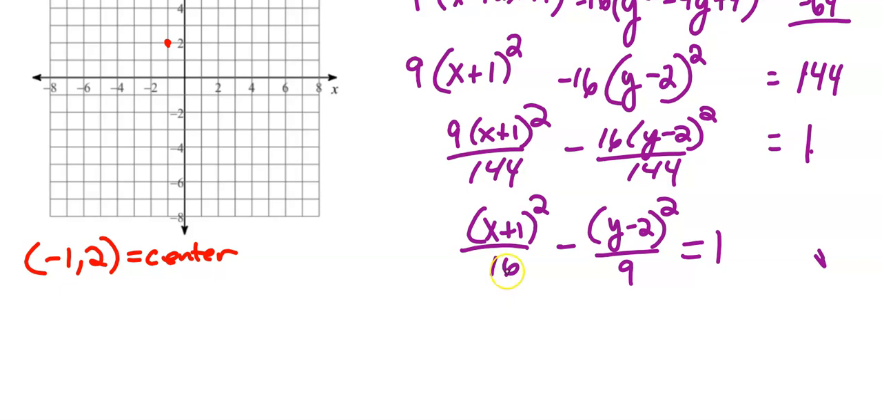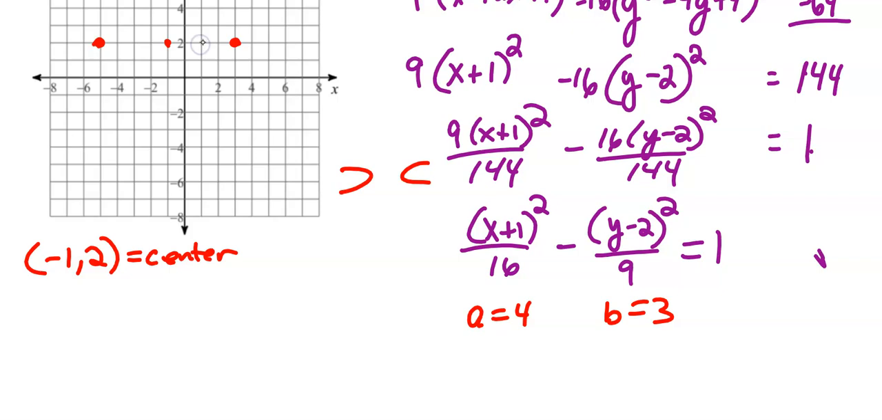Our A value is going to be the square root of 16, which is 4. The B value is the square root of 9, which is 3. Since the x term's first, this thing should look like this. We have a horizontal transverse axis. So we're going to go left and right a amount from the center. So we're going to go to the right 4. We're going to go to the left 4.